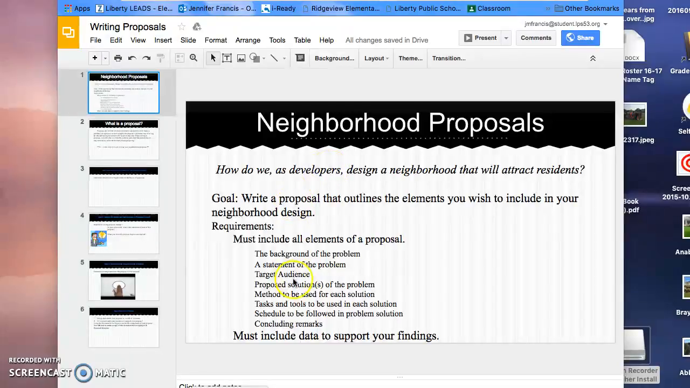Down below, you will see the goal, which is to write a proposal that outlines the elements you wish to include in your neighborhood design.